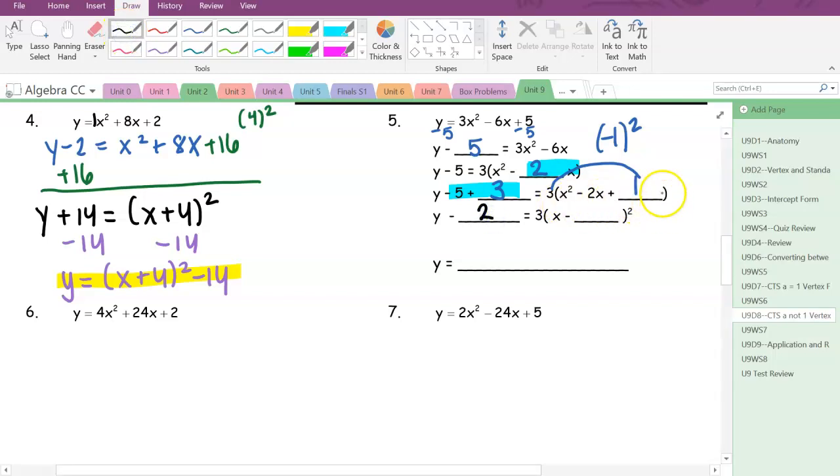On this side, we factor. Multiplies to 1, adds to negative 2. Again, it's always going to be this number right here. So x minus 1 squared. And finally, add your 2 back over. All right, so that was it with filling in the blanks. Now let's try it without.